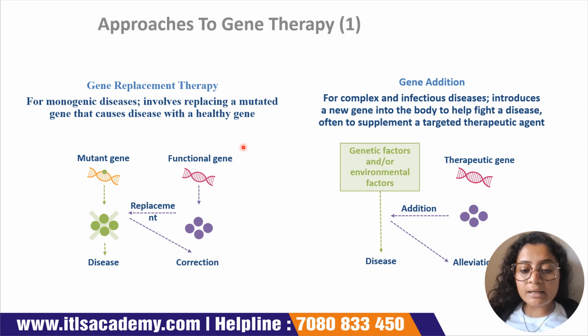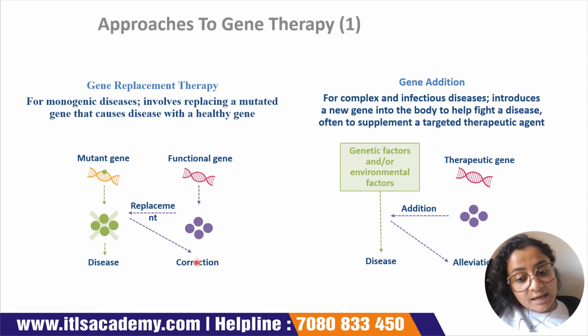So instead of just calling it a gene therapy, we will be calling it a gene replacement therapy. Okay, so see what is being done. This is the mutant gene, as a result of which the disease is getting caused. So we just take a functional gene and we replace it with the mutated gene. Or we take the mutant gene and we make the correction that is needed.